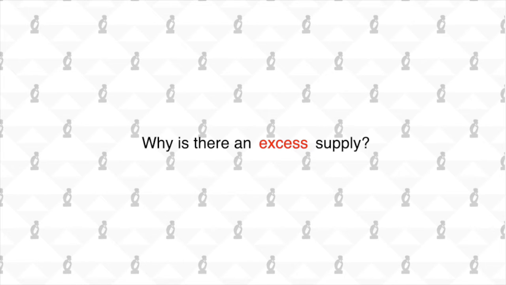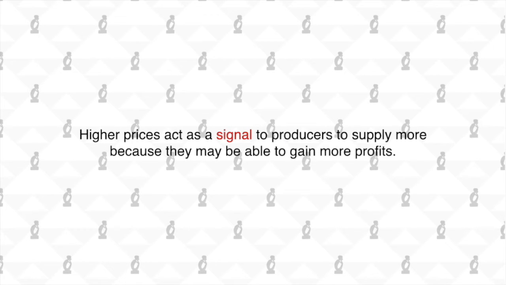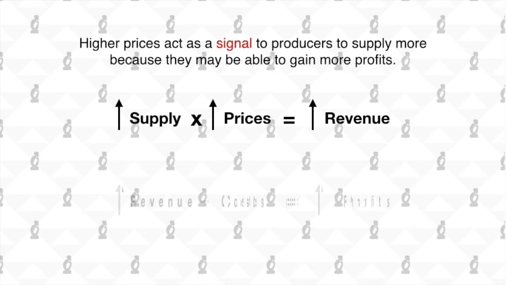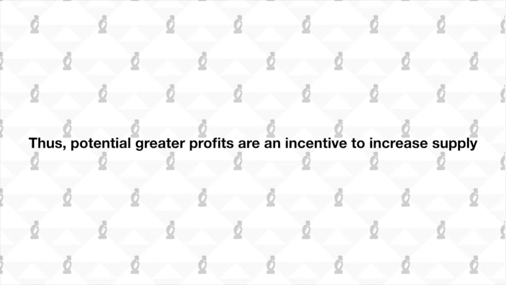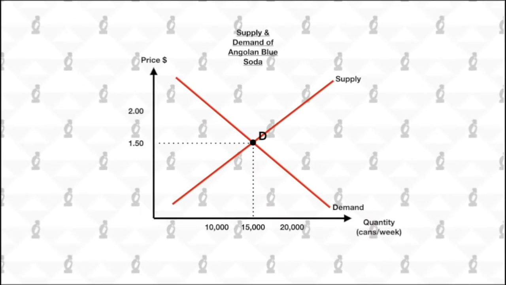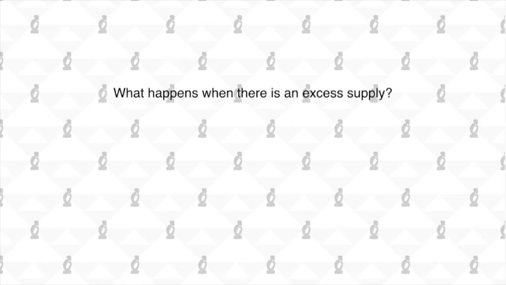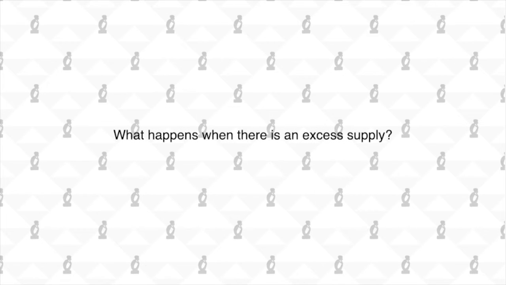Why? Well, higher prices act as a signal to producers that they may be able to gain more profits. By producing more goods and services at a higher price, firms may be able to increase their revenues, thus incentivizing producers to increase the quantity supplied in the market. However, because demand has dropped, there is not enough purchasing happening for all the extra supply created by the firms, causing the excess supply.